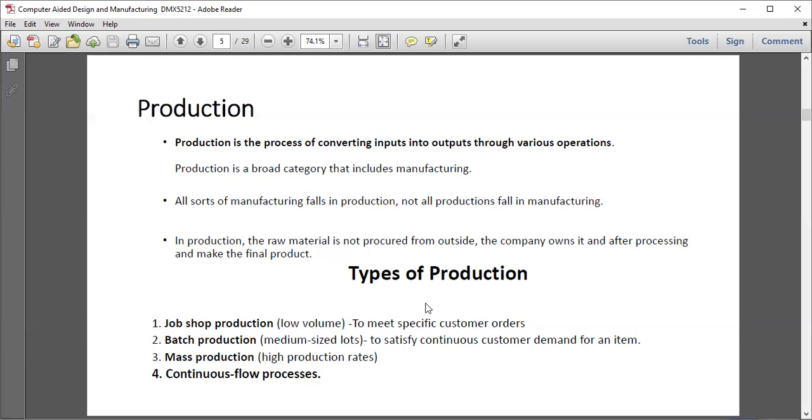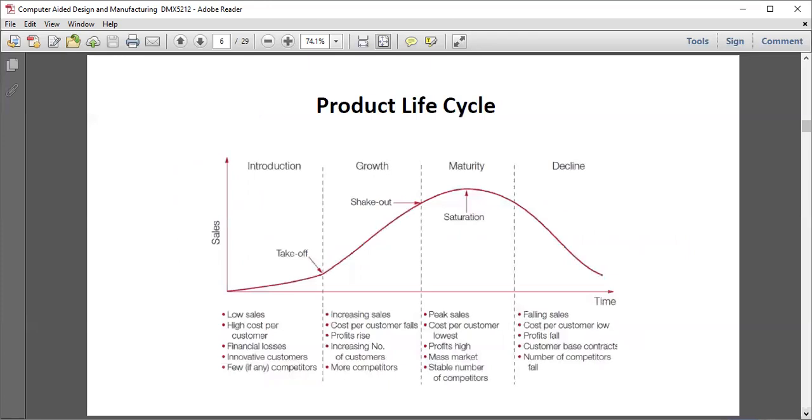So this is how production or manufacturing is classified according to volume of production. For every product there is a product life cycle. That means from the start till the end, say for a cell phone, from the fabrication process until it declines and its lifetime ends. We can divide the product life into four stages: introduction, growth, maturity and decline.